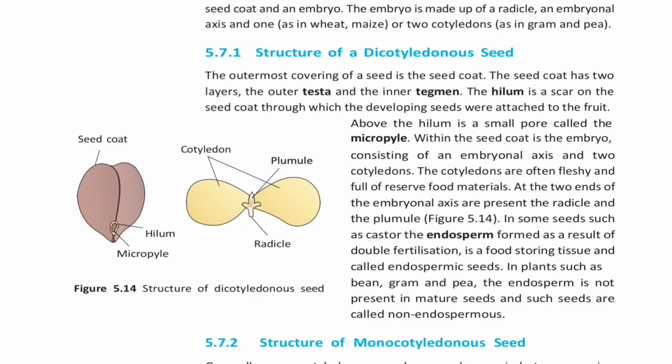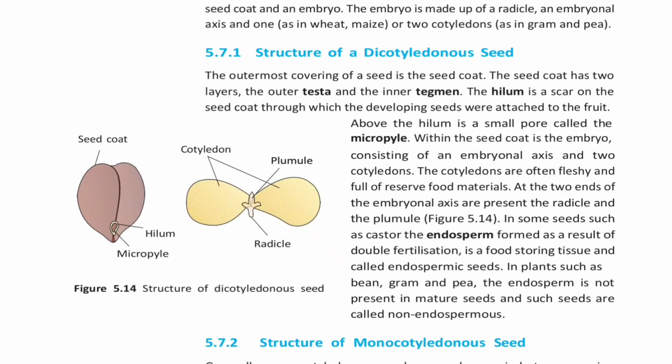Within the seed coat is the embryo consisting of an embryonal axis and two cotyledons. The cotyledons are often fleshy and full of reserve food materials. At the two ends of the embryonal axis are present the radicle and the plumule. In some seeds such as castor, the endosperm formed as a result of the double fertilization is a food storing tissue and called endospermic seeds.